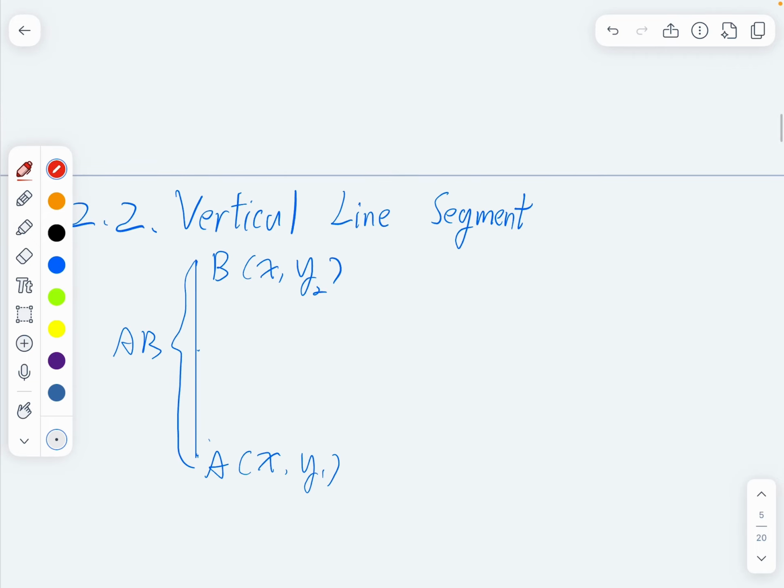Now let's look at the vertical line. The vertical line consists of points where the x values are the same and the y values are different. So we just calculate the big y minus the small y. So here it is y2 minus y1. Okay, so that's for the vertical line segment AB.